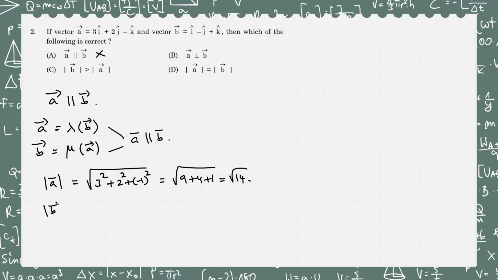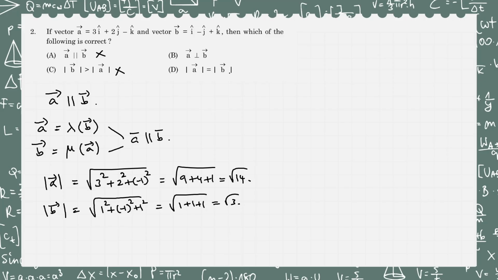And length of B vector will be root of 1 square plus minus 1 square plus 1 square, which is root of 1 plus 1 plus 1, which is root 3. So length of B is smaller than length of A. But here in option C, they are saying the other way. Length of B is bigger than length of A. So this is also wrong.